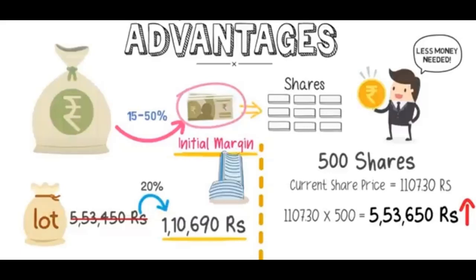So if we take the same example of HDFC Bank, the price of HDFC Bank is 1107. The number of shares is 500. So it will be an amount of 5,53,650. So if he is buying in equity, he will have to invest rupees 5.5 lakhs. But in futures, you will have to pay only 15 to 50% of the amount. That percentage is called the initial margin. So usually you will have to pay only 20%. So for an investment of rupees 5,53,000, he will have to pay only rupees 1,10,000. To be exact, for HDFC Bank, he will have to pay rupees 1,10,690. That is 20% of 5,53,650.